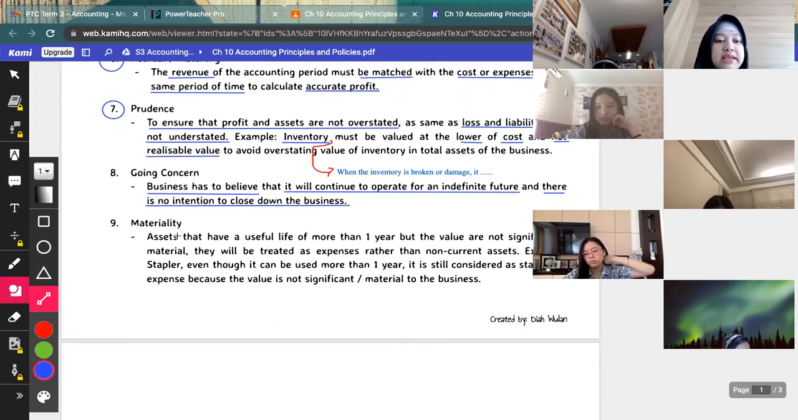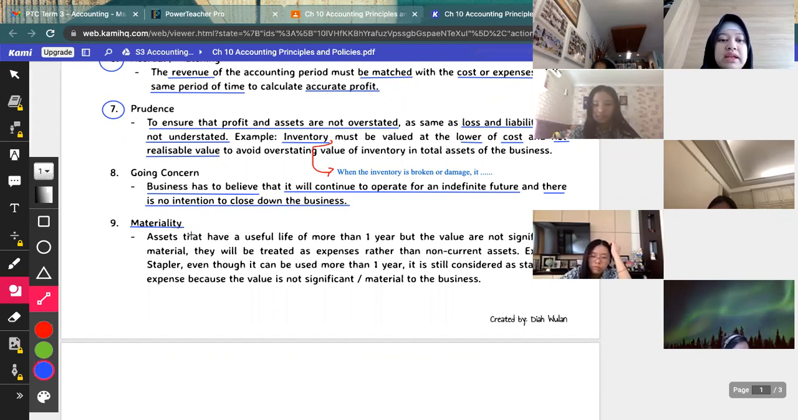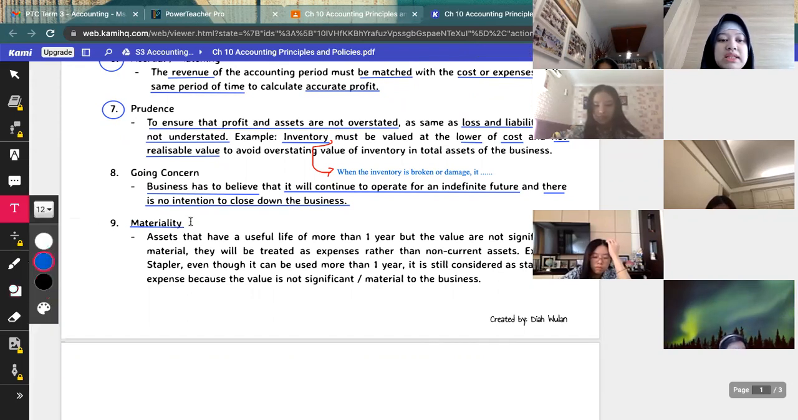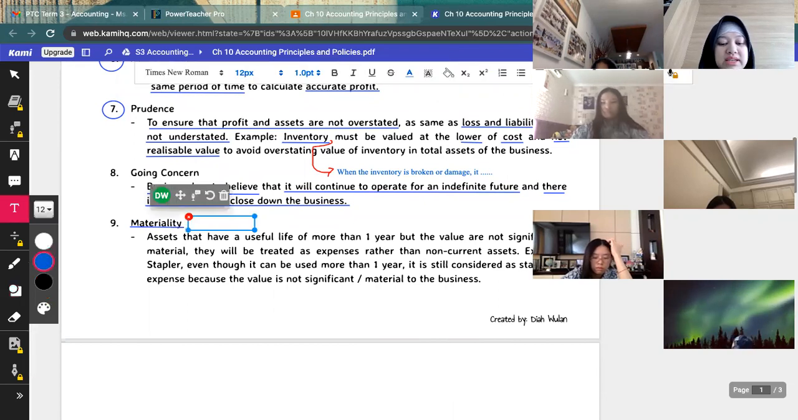Next, materiality. Remember this materiality, it is rarely questioned, but it has been questioned several times, but not always, yeah? So look at the word material. Material is not raw material, yeah. No, it is not that, okay? Pay attention. Materiality is about significance.